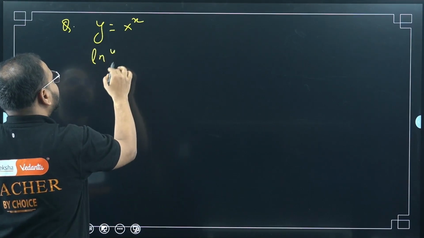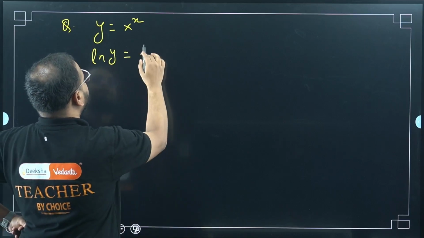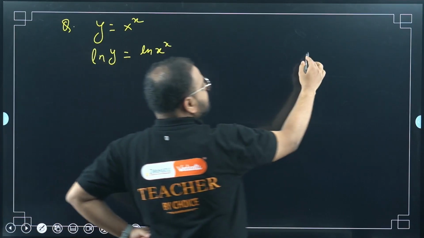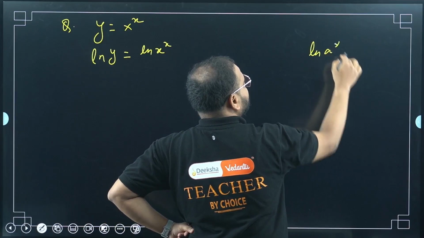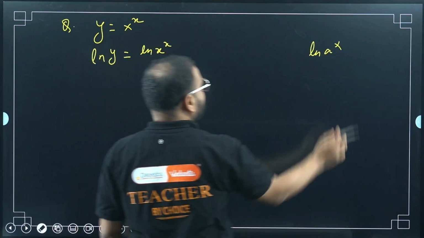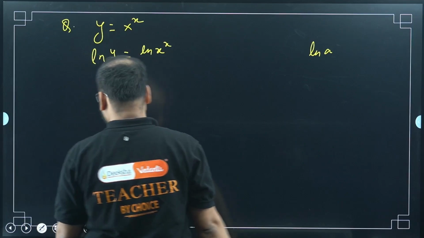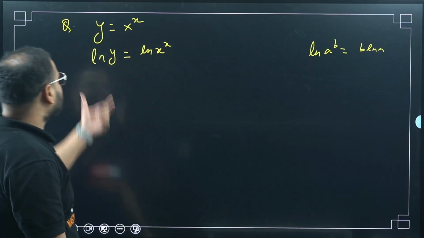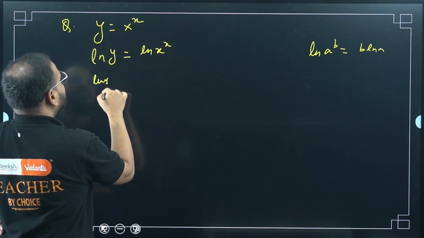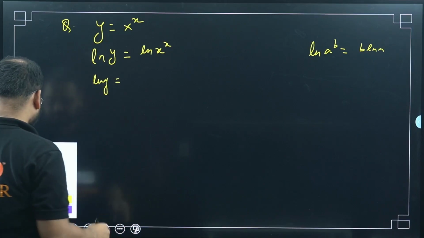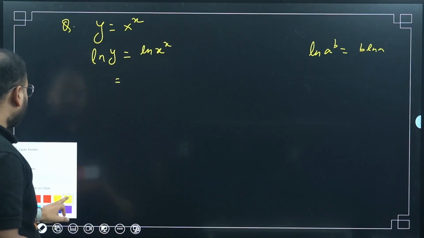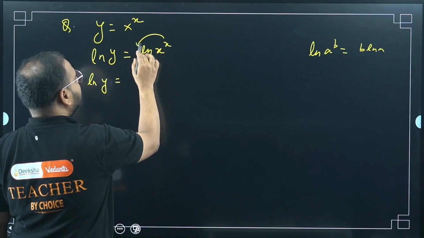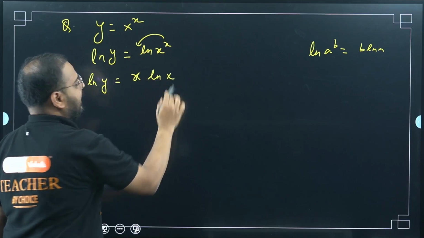So ln of y will be equal to ln of x to the power x. We know that ln of a to the power b becomes b ln a. So this will become ln y equals to, this x will come here, x ln x.